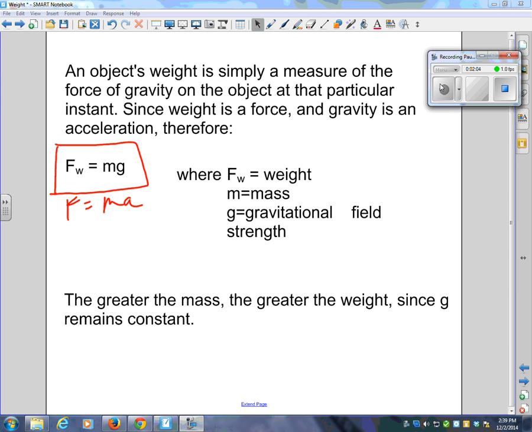The greater the mass, the greater the weight, since g remains constant. For example, if I stand on the scale, it says about 800, but if I grab 3 laptops, it's going to weigh more. How come? Because you got more weight. I got more mass. Yeah.